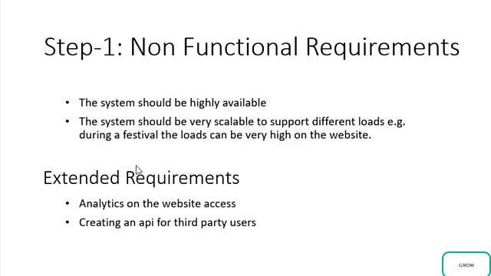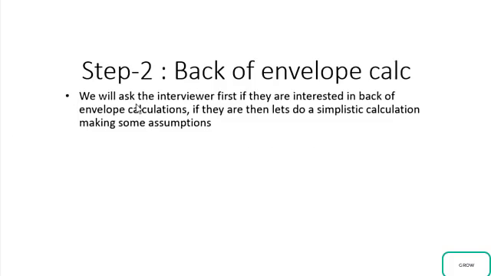There can be other non-functional requirements also, like the system should be highly available. The system should be scalable to support different loads. For example, during a festival like Christmas, there can be tremendous load on the website and it should not go down. The system should scale to new sets of users. Extended requirements can be analytics and creating an API for third-party users. Extended requirements come into the picture only if you have time left during the interview.